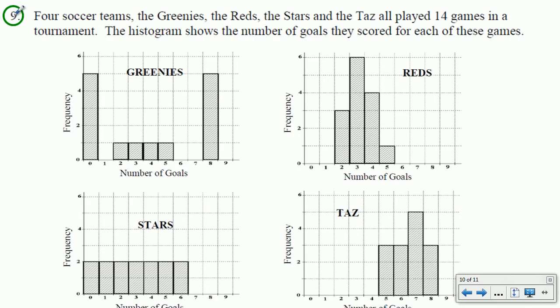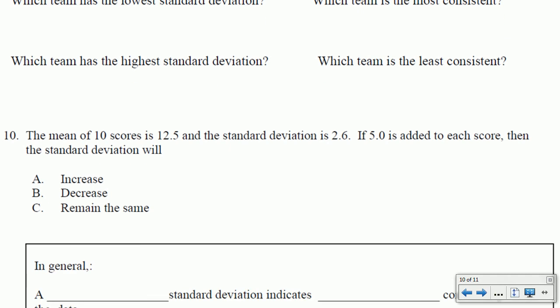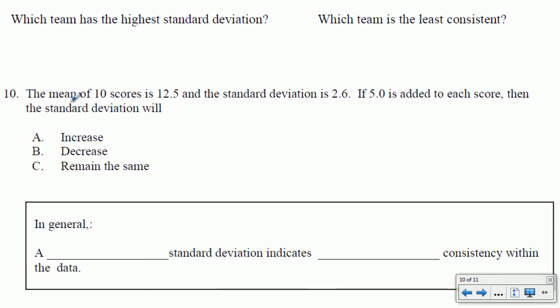I'm going to leave question 9 for you to do today. And we'll do question number 10 together. A mean of 10 scores is 12.5 and the standard deviation is 2.6. If 5.0 is added to each score, then the standard deviation will remain the same.